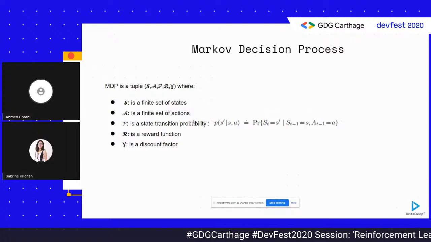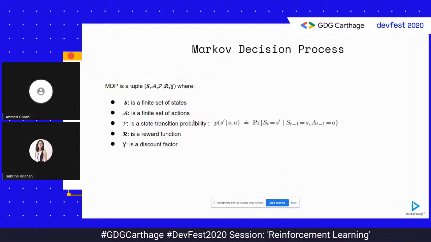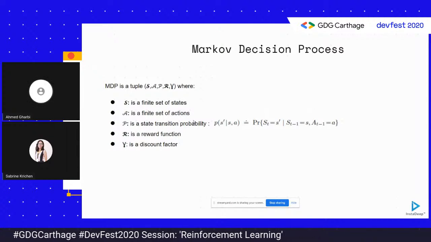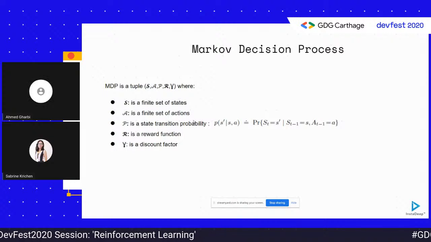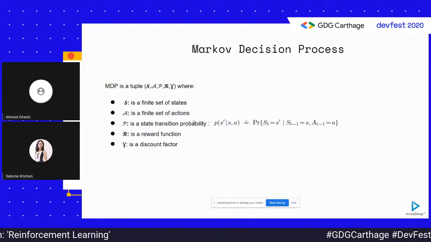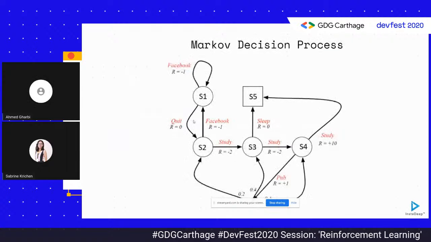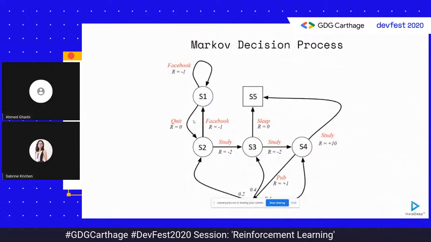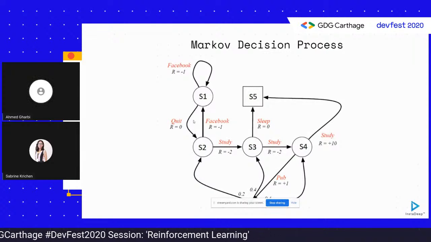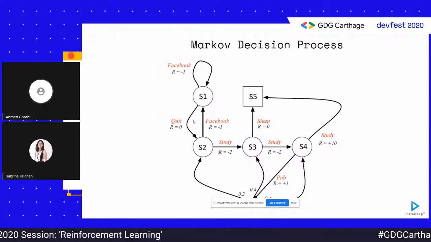R is a reward function. It is the function responsible for generating reward signals for the agent, and gamma is a discount factor that we will explain later on. Okay, now let's visualize what an MDP can look like.